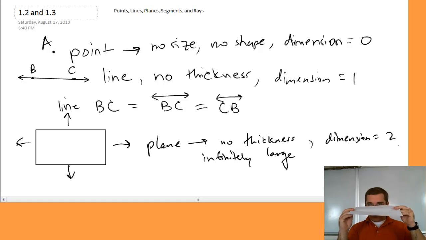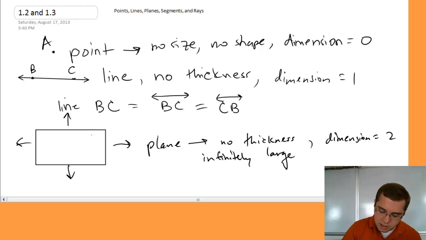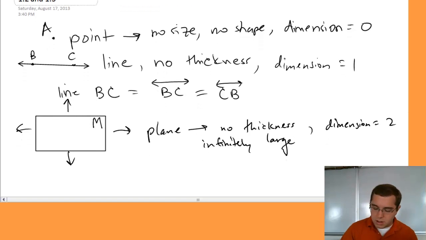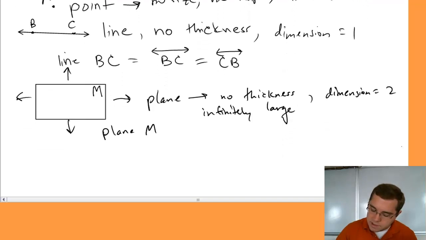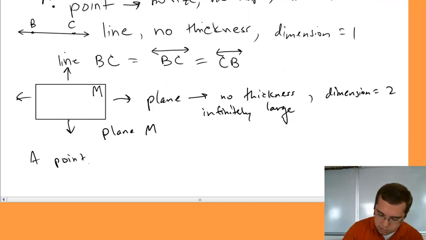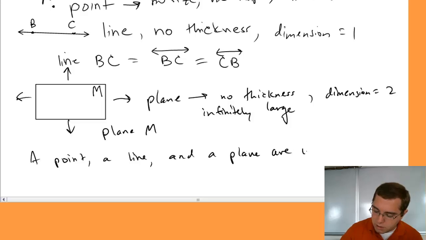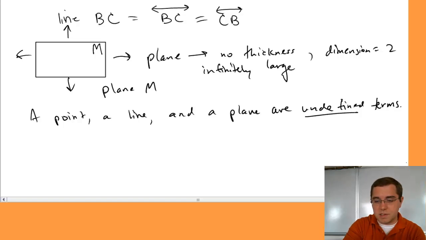and has no thickness. A piece of paper is very thin, but it has a thickness. I'm able to hold it. A plane has no thickness. It's infinitely thin. A plane is just labeled with a capital letter. We usually put it in the corner of the rectangle we draw on our paper to represent that plane, and I would just call that plane M if I labeled it as M. Again, a point, a line, and a plane are undefined terms. We understand what they mean, but we're not really able to give them precise definitions.